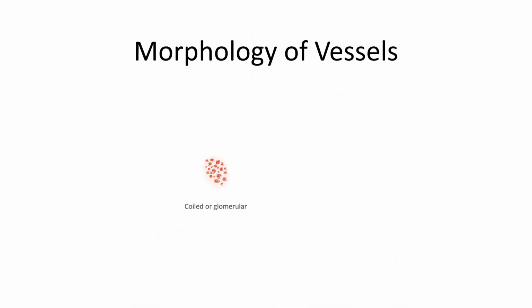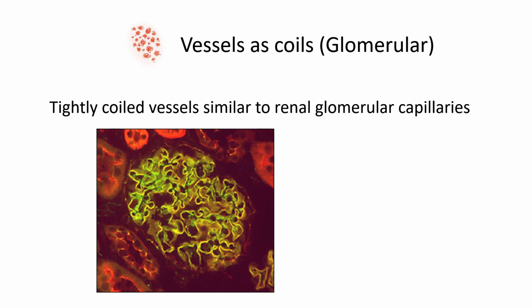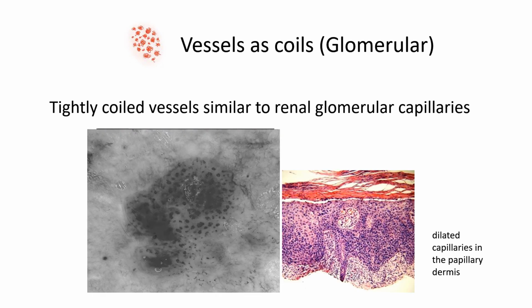Coiled or glomerular vessels. These are tightly coiled vessels similar to renal glomerular capillaries. And here we see in the near ultraviolet light the coiled vessels, and histologically you can see these vessels high up in the papillary dermis.